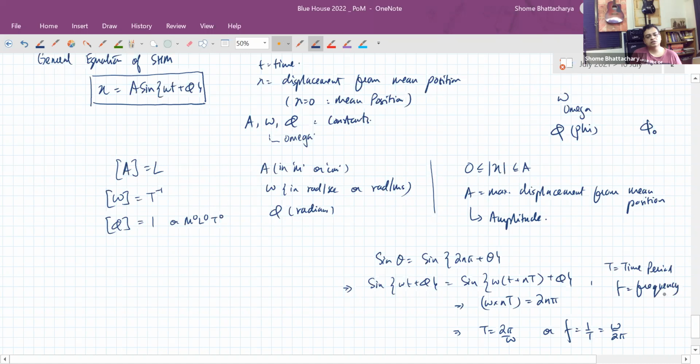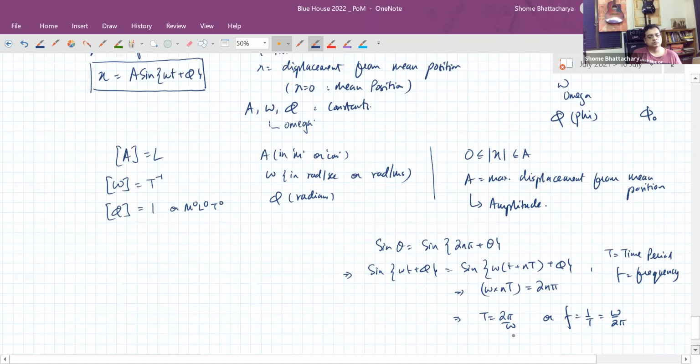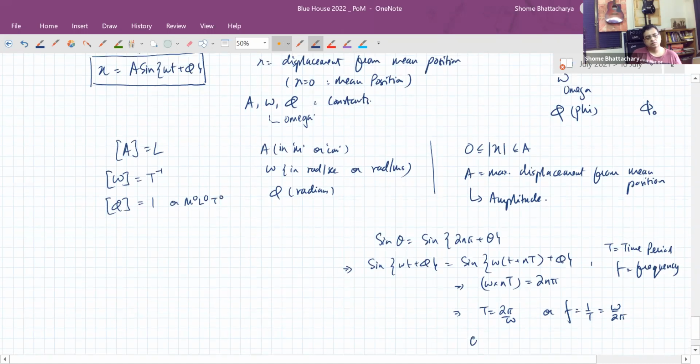Frequency is the number of oscillations per second. So omega is 2 pi into frequency. So that's why omega is called angular frequency, because it is a frequency multiplied by 2 pi, which is an angle.